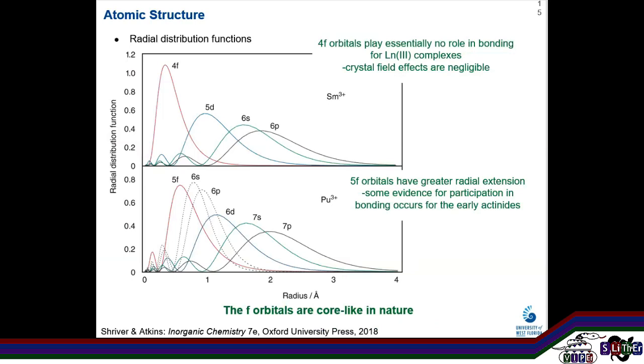So if we think about the 4f and the 5f orbitals in comparison to the 5d, the 6s, and 6p. This is samarium. We can see that the 4f is much closer to the nucleus than the 6s, 6p, and 5d orbitals. And there are also no nodes for the 4f orbital. And what this means is it's going to be less shielded from the nucleus.